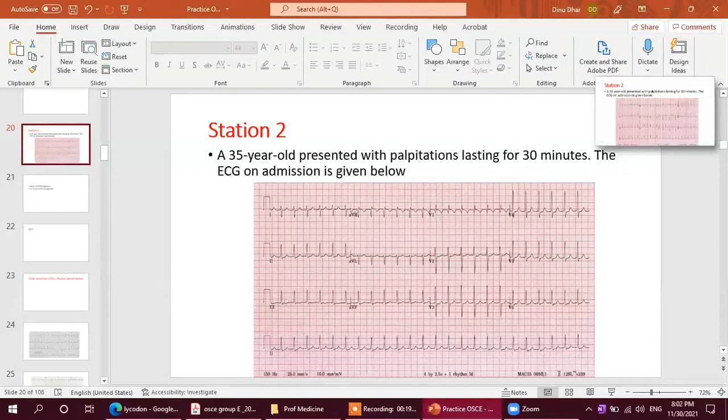If you look at my mouse pointer, you can see this retrograde P right after the R wave here in V1. That is something you can see sometimes, but don't worry about that. So narrow complex tachycardia can be due to atrial fibrillation, atrial flutter, or nodal tachycardia. In nodal tachycardia, the features like in this ECG are regular narrow complex and absent P waves before the QRS complex. You may see retrograde P waves.